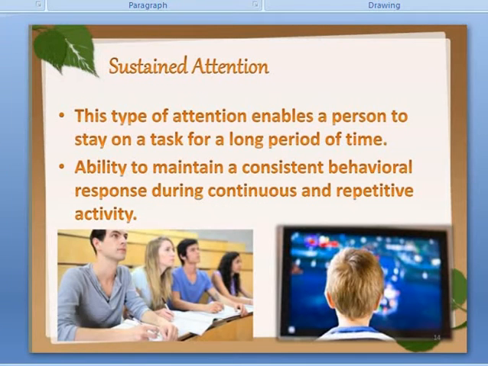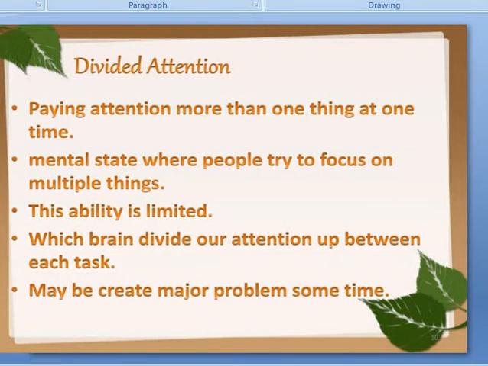Next is sustained attention. This type of attention enables a person to stay on a task for a long period of time. It is the ability to maintain a consistent behavioral response during continuous and repetitive activity. This is sustained attention. Next we come to divided attention. Paying attention to more than one thing at one time. It is a mental state where people try to focus on multiple things. This ability is limited, and dividing our attention between tasks may sometimes create major problems.